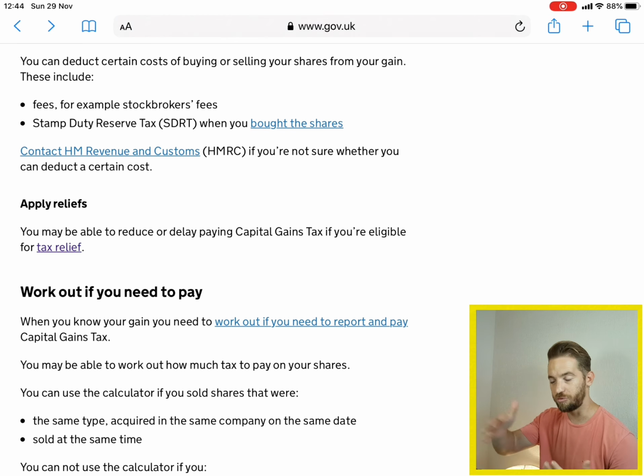You can deduct any related costs from that if you do have any brokerage fees or stamp duty reserve tax. And then from there, you just need to know how to declare that gain to HMRC. And there's two ways to do that. I'm going to show you the first one.